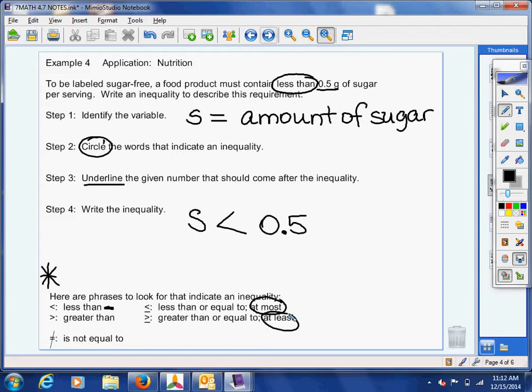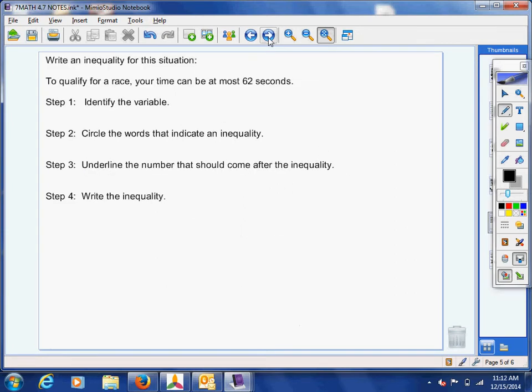And of course, we've got is not equal to here, so I want to indicate that. All right, let's flip to that last page, and I've set it up similarly for you. Why don't you take a second and see if you can figure it out. Follow those same 4 steps. 1, 2, 3, go.